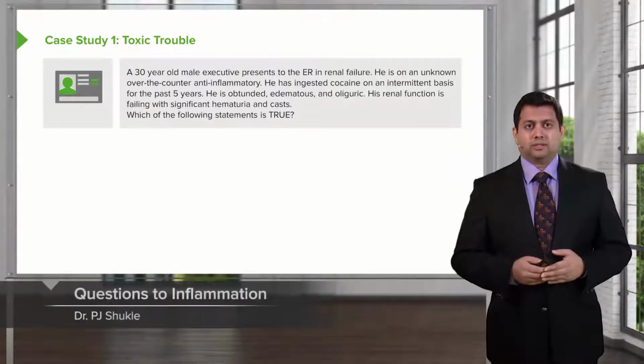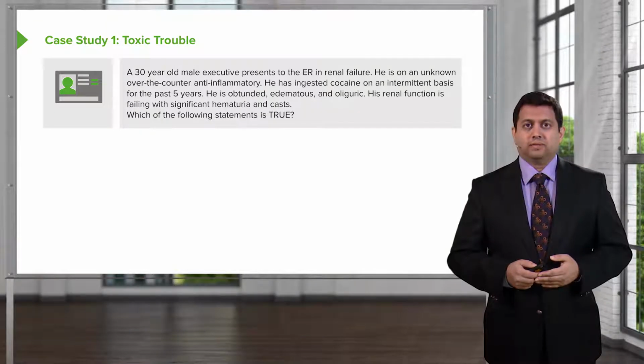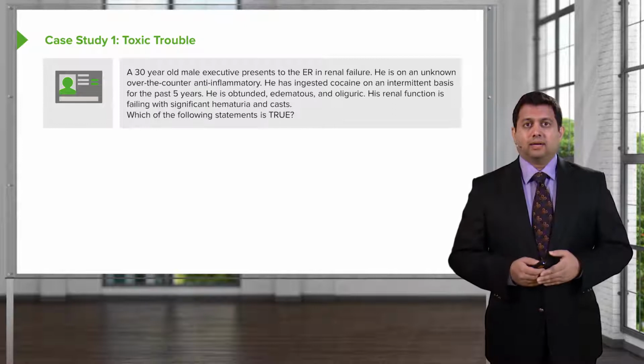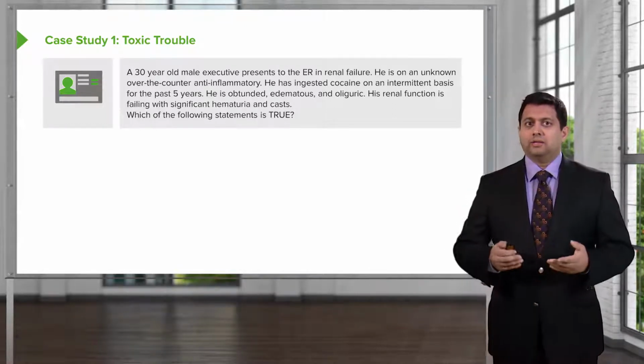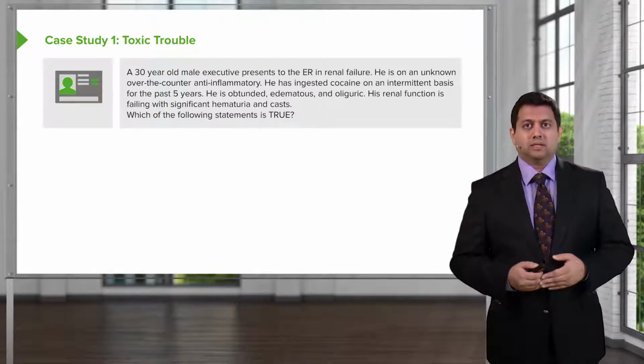Let's do some questions. The first question. A 30-year-old male executive presents to the ER in kidney failure. He's on an unknown over-the-counter anti-inflammatory medication. He has ingested cocaine intermittently for the past 5 years. He is obtunded, edematous, and oliguric.